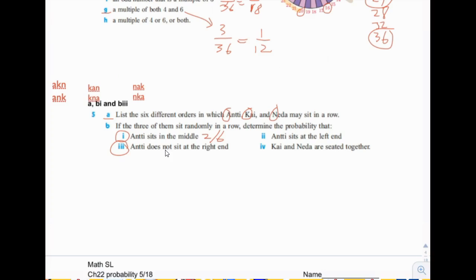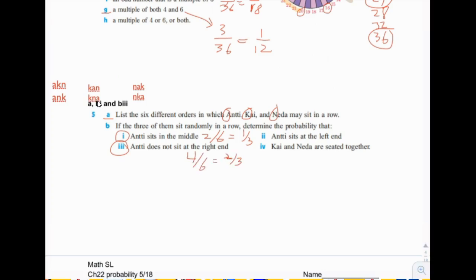What about the probability that Annie does not sit at the right end? So maybe it's easier to see the ones that Annie does sit at the right end. So there's this one and this one. The other ones she is not. So that means there are 4 possibilities she is not sitting at the right end. So we'll say 4 out of 6, which is also known as 2/3.